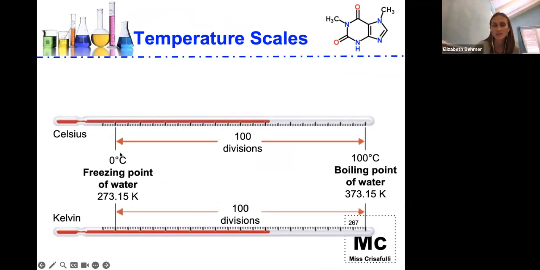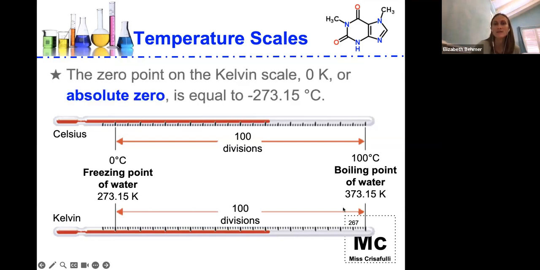So between the freezing and boiling point of water on the Celsius scale, there's a 100-degree difference, or 100 division difference. And the same goes for the freezing point and boiling point of water on the Kelvin scale. Between 273 and 373, there's a 100 division difference. The 0 point on the Kelvin scale, 0 Kelvin, is absolute 0, and that is equal to negative 273 Celsius.